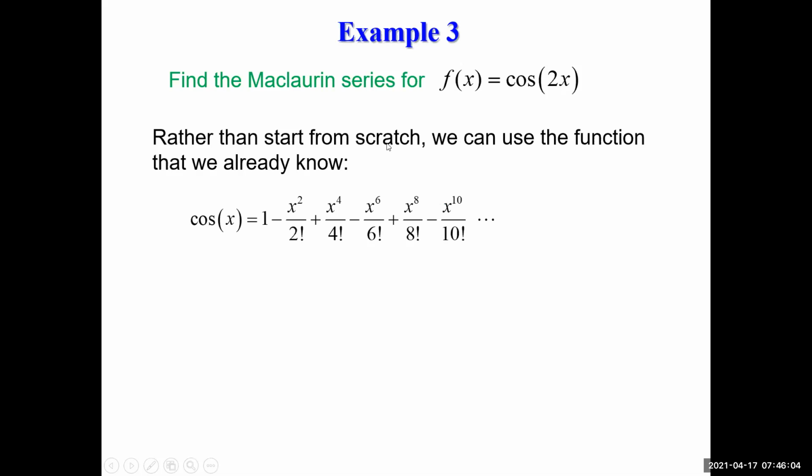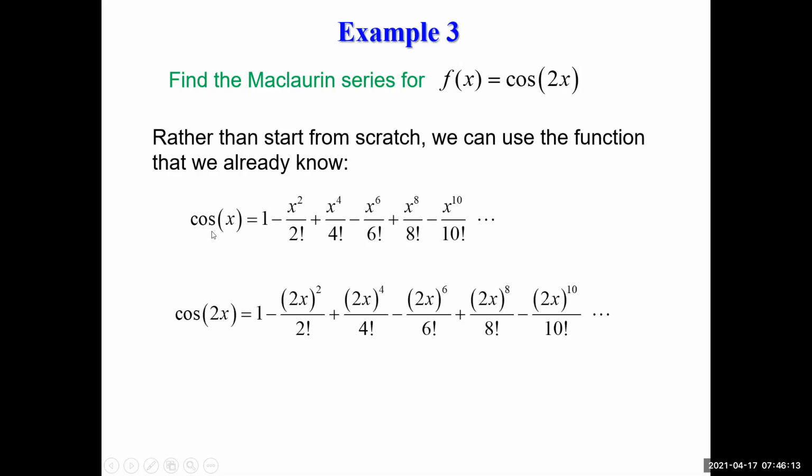Rather than start from scratch, we can do this. Use the function. Cosine x we know is this, right? And then we're going to figure out cosine 2x. So we replace x with 2x. Got this. Now if we need to put it in sigma notation, we can do that.